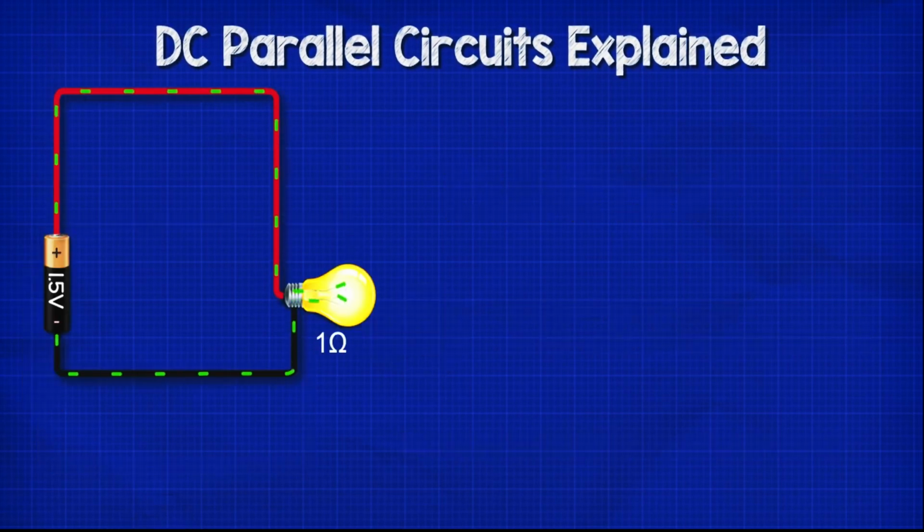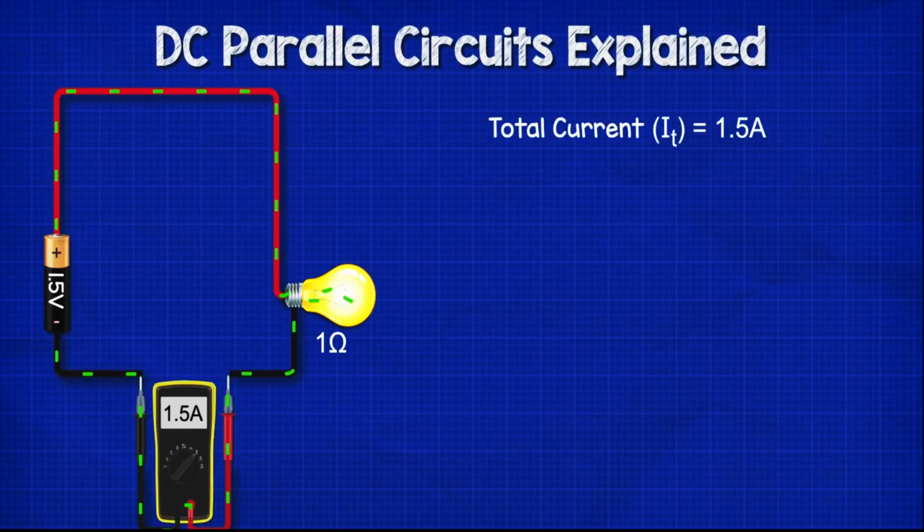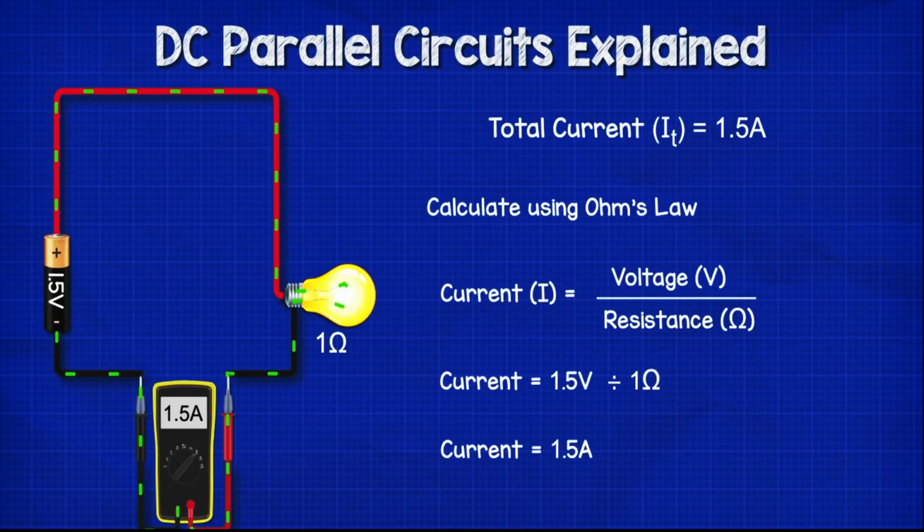If we connect a lamp with a resistance of 1 ohm to a battery rated at 1.5 volts, the total current in the circuit will be 1.5 amps. We can measure that by placing a multimeter into the circuit. Or we can calculate that using Ohm's law, and the formula current equals voltage divided by resistance.